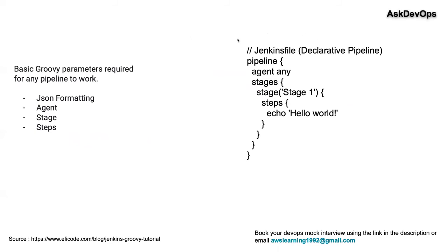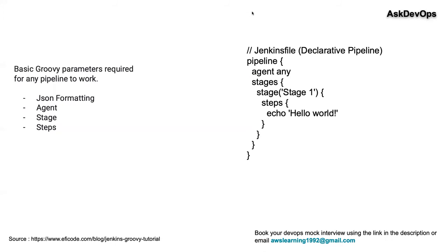Now how do we answer this in the interview? In Groovy scripting, the minimum required parameters that have to be present for the pipeline not to fail are: first, proper JSON formatting. Second, mentioning of agents. It can be any or it can be certain agents, but it has to be mentioned.